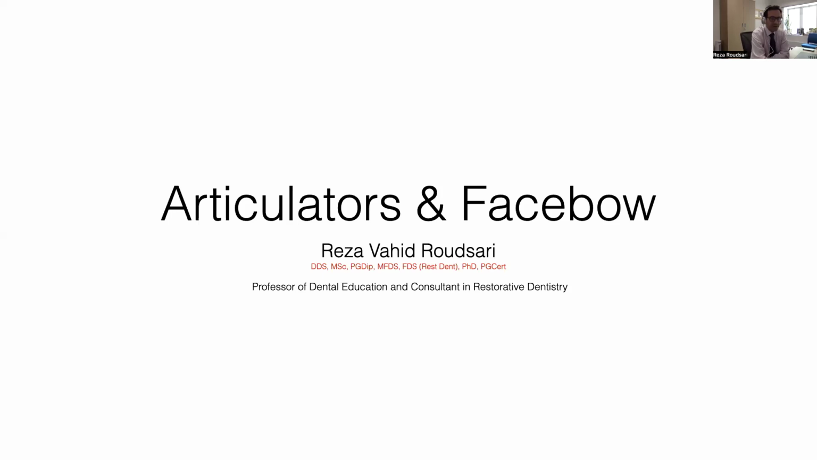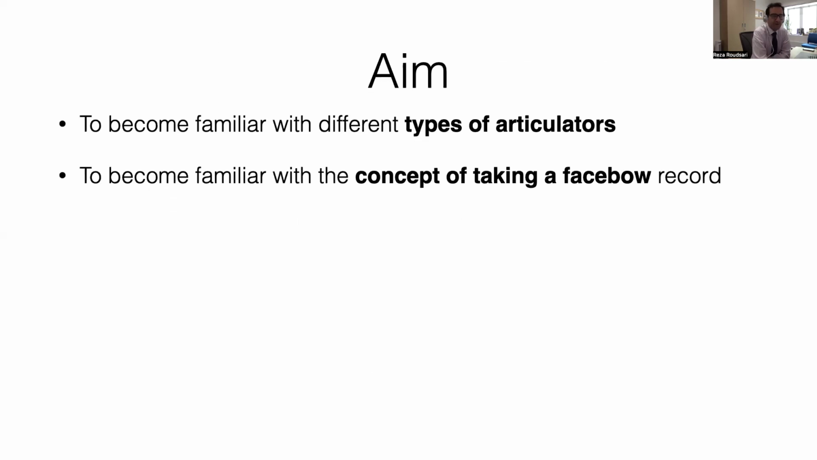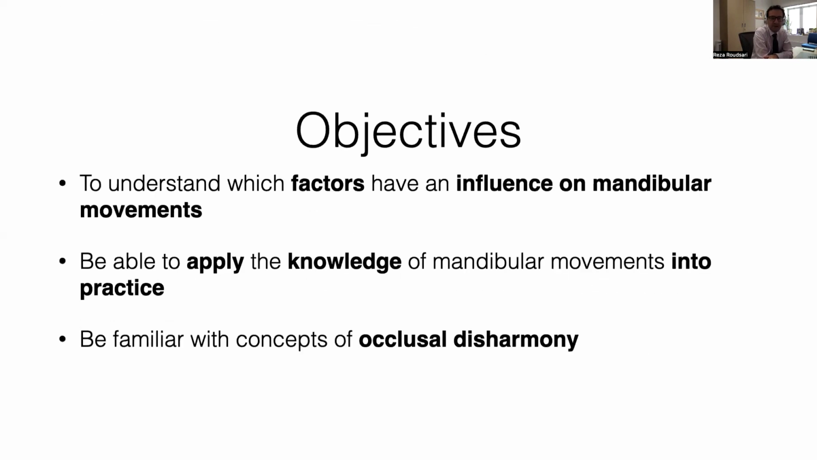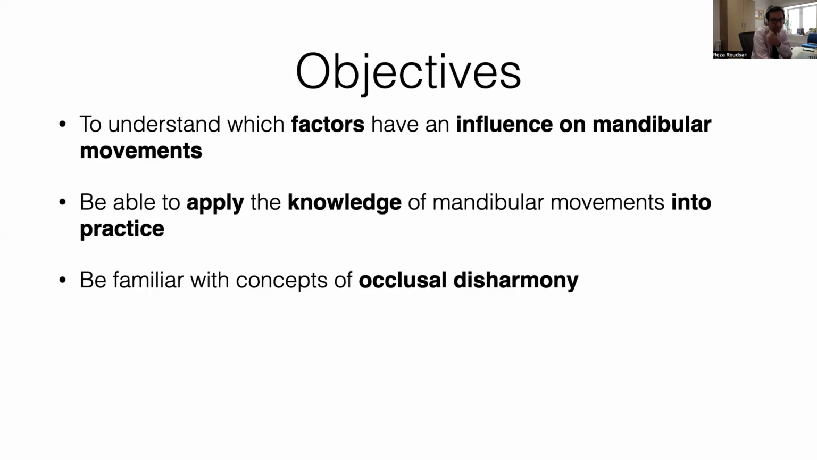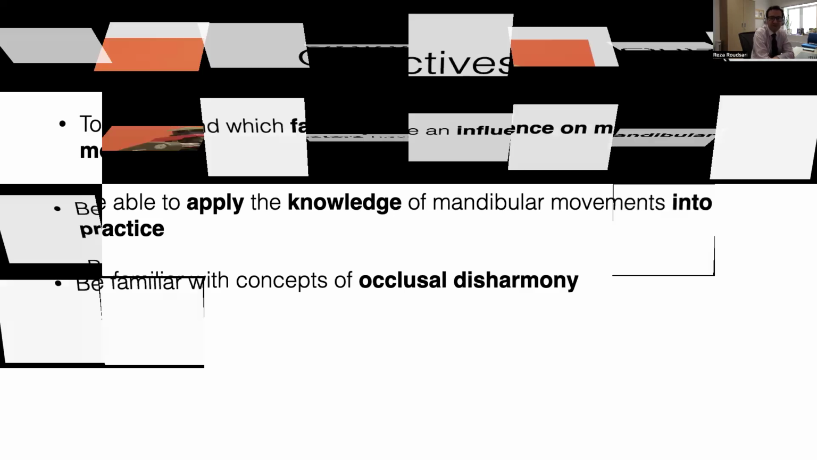Okay, so what I'm hoping to do in the next half an hour I've got with you is to help you become familiar with different types of articulator, and also I would like to go through the concept of taking a facebow record. Meanwhile, I would hope that I manage to teach you the factors that have an influence on the mandibular movement, and then hopefully you can apply this new knowledge into practice, and possibly I will just touch a little bit onto occlusal disharmony as well.